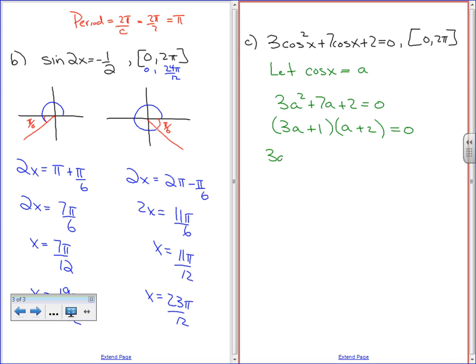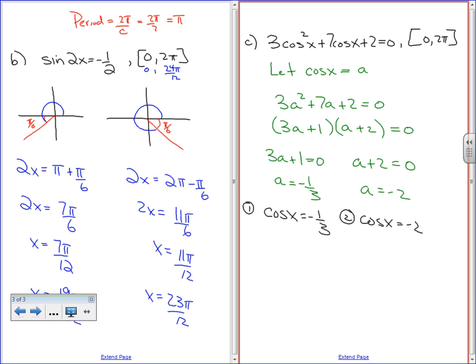Once you've done it correctly, set your two linear factors equal to 0. And then solve for a. But remember, you weren't asked to solve for a. You were asked to solve for what a was equal to, which was cosine of x. So make sure that you substitute back in your cosine of x. If you don't do this, again, you're going to lose some form marks. So really, it boils down to taking a trigonometric equation, which is a quadratic, and then factoring it, and now you get two equations to solve.